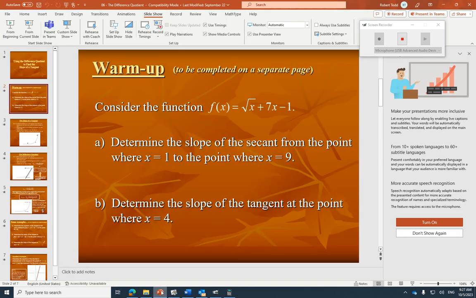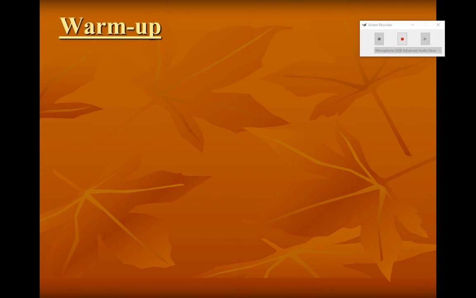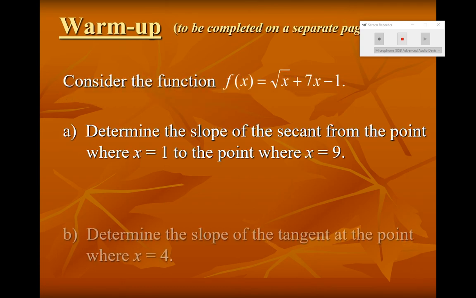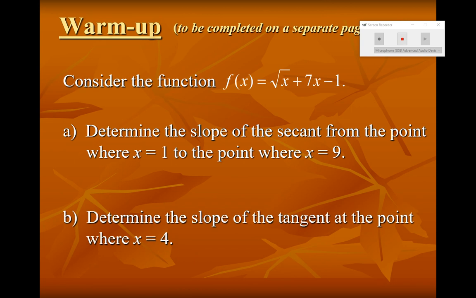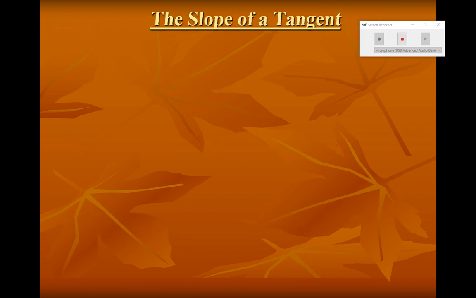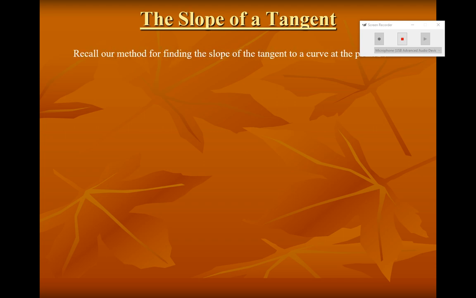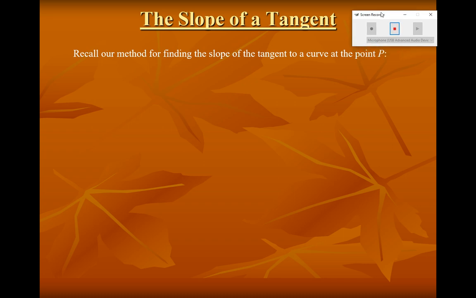But just in case that's not clear, the PowerPoint goes through the theory with some beautiful animations. The slope of a tangent. This is a better answer to what Annie was asking there. Recall our method for finding the slope of a tangent to a curve at the point P. Here's what our method was in advanced functions.